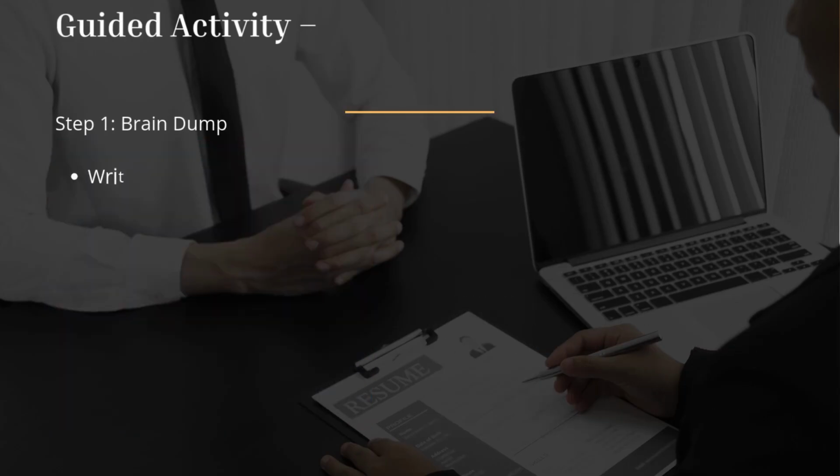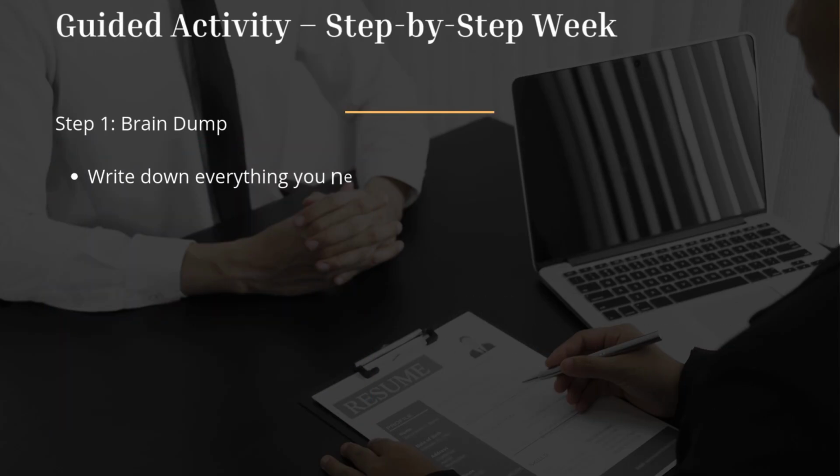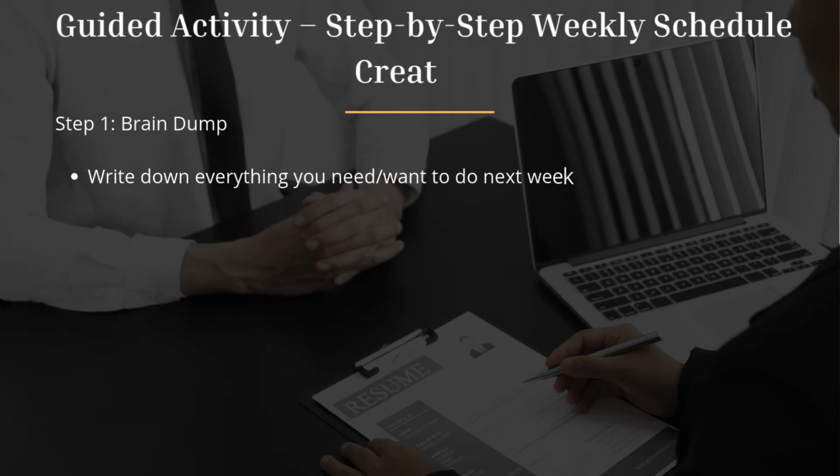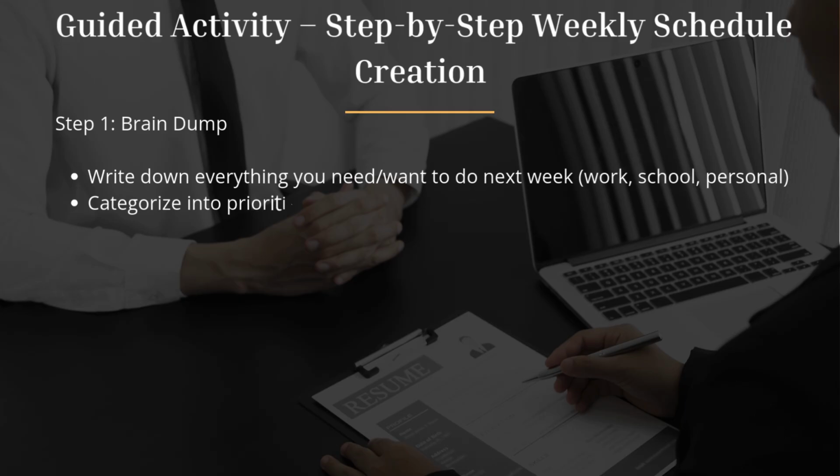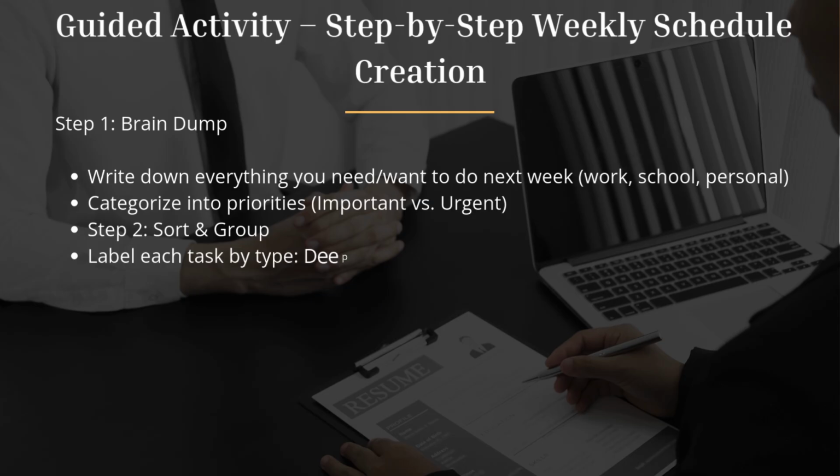Guided activity: step-by-step weekly schedule creation. Step 1, brain dump. Write down everything you need or want to do next week: work, school, personal. Categorize into priorities, important versus urgent.